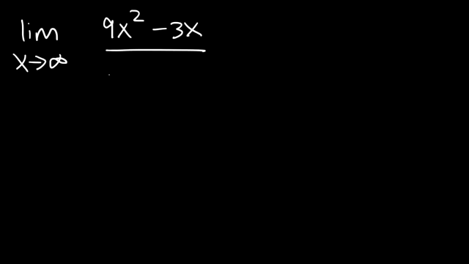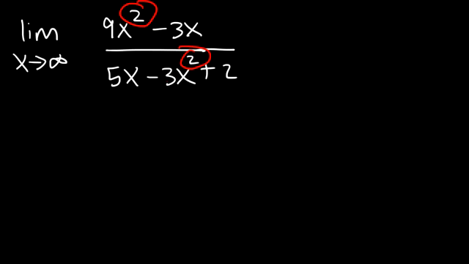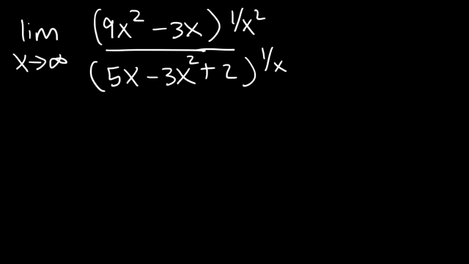So let's try another example like this. What is the limit as x approaches infinity of 9x squared minus 3x over 5x minus 3x squared plus 2? Go ahead and try that one. Looking at this, the degree of the top and the bottom is the same. So it's going to be 9 divided by negative 3, which is negative 3. To show the work, let's multiply the top and the bottom by 1 over x squared.